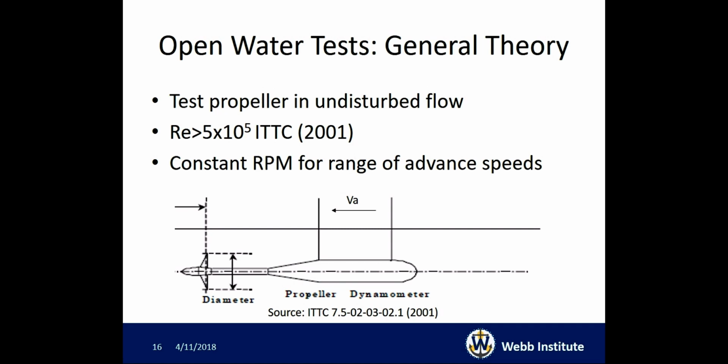As I mentioned before, I did open water tests on the propellers in this thesis, which is keeping the propeller in an undisturbed flow. So the propeller boat shown below moves with an advance speed in this direction, meaning the propeller is in front of the boat, so the flow has not been disturbed by anything as it would be in an actual ship application with the hull in front creating wake effects. To mitigate the Reynolds number effects without turbulence stimulation, the ITTC recommends that all open water tests be run at Reynolds numbers above 5 × 10⁵, at a constant RPM and for a range of advance speeds. This is the typical procedure.